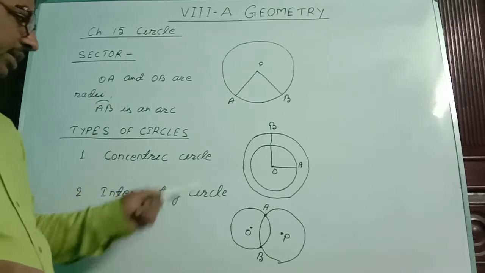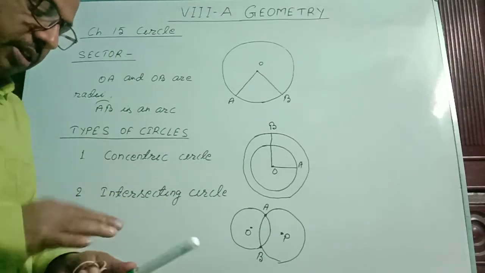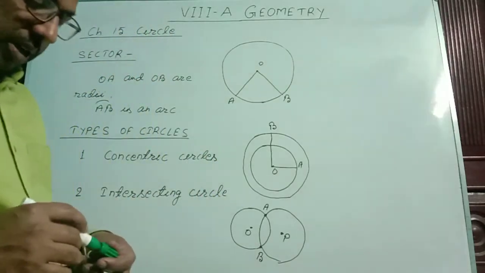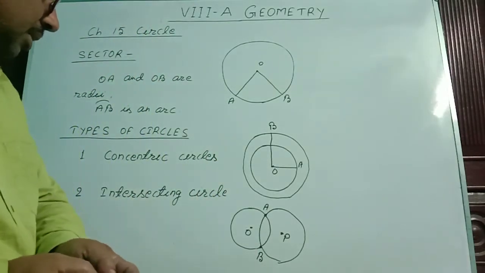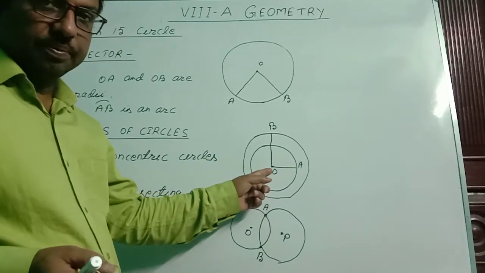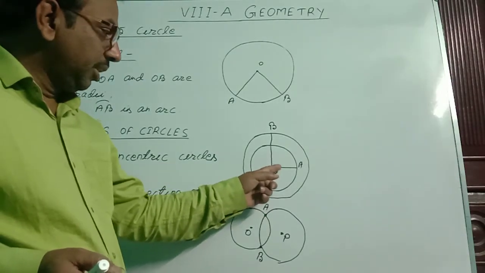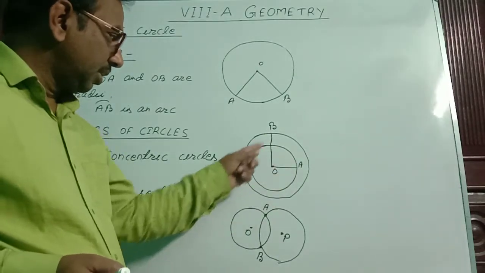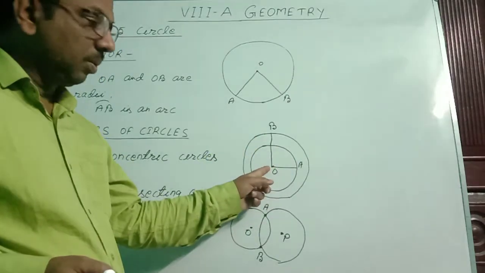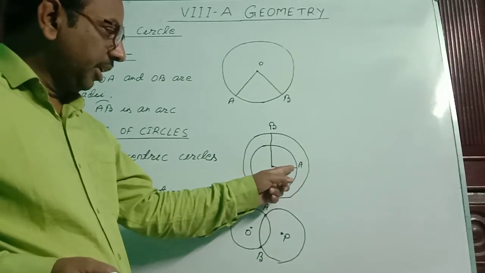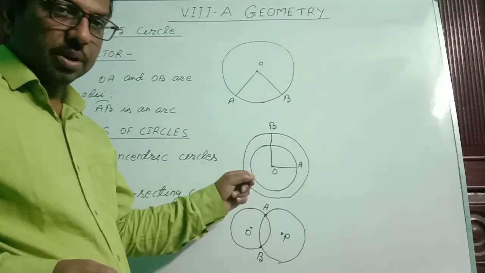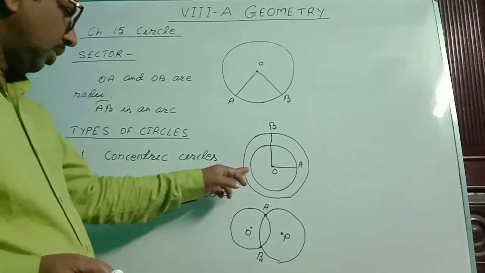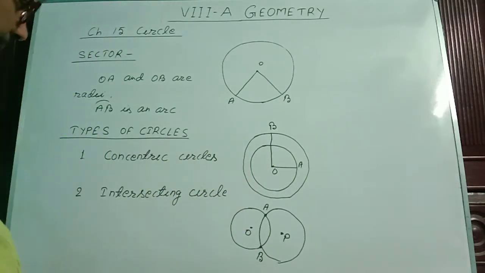First is concentric circles. Concentric circles, there will be plural form of circle. Concentric circles have the same center but different radii. The center of these two circles is the same, that is O, but the two different radii are OA and OB. The lengths of these two radii are different. So these two are called concentric circles.